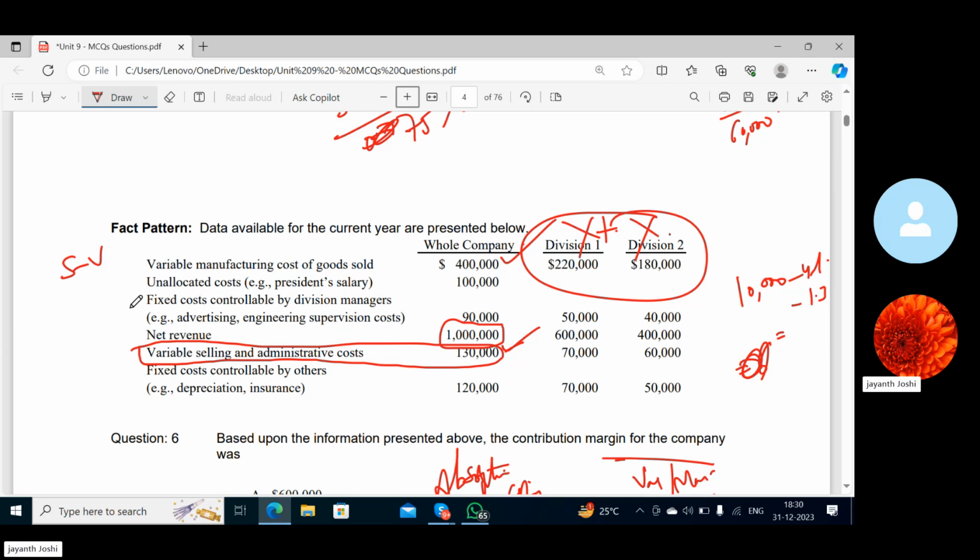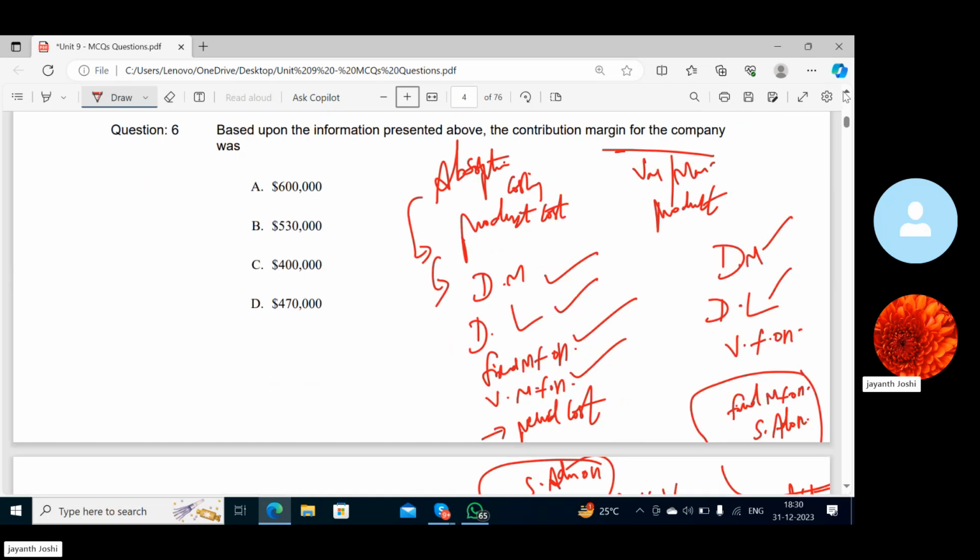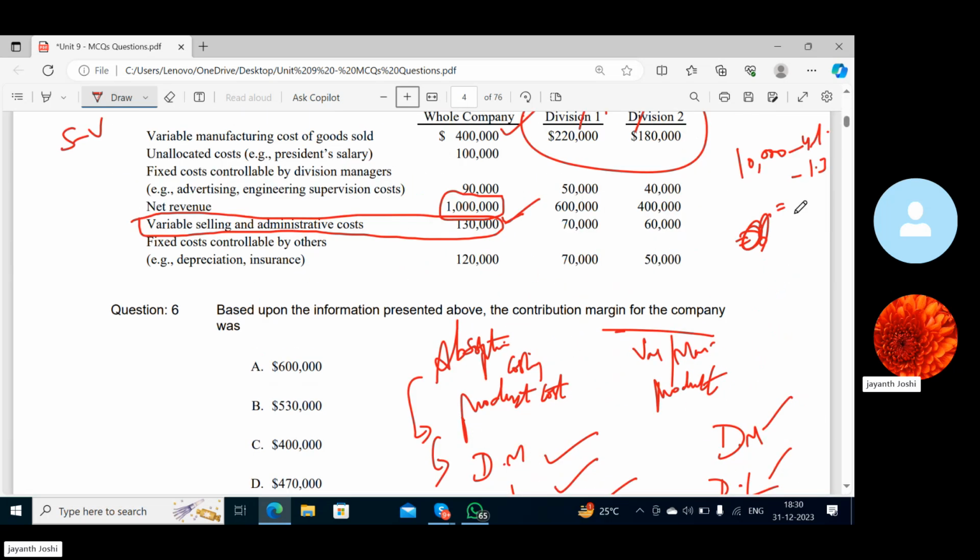variable, and they have given variable selling and administrative costs. They did not mention what kind of costing we have to follow. So they are saying that in absorption, variable and fixed both are taken. That too, fixed cost of what kind? Fixed manufacturing overheads, right? Here we are not taking fixed, so we are following variable costing, correct? Yes, marginal costing, because this CVP is all about marginal costing, not absorption costing.